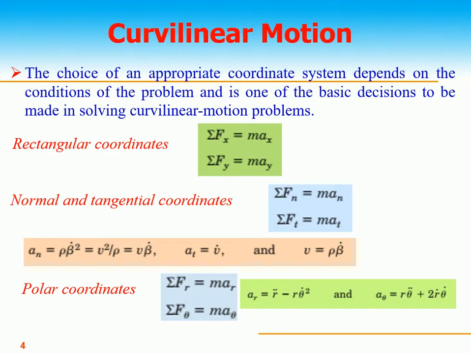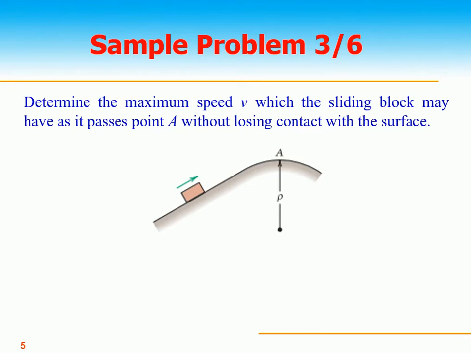If I go for the polar coordinates, r-theta coordinates, summation of Fr is equal to m ar, and summation of F theta is equal to m a theta. We already know that ar is r double dot minus r theta dot square, and a theta is equal to r theta double dot plus 2 r dot theta dot, as discussed in chapter number 2. R dot is the linear velocity, theta dot is the angular velocity, and theta double dot is the angular acceleration. So the theory is very simple, and we have done it already. So let's go to sample problem 3-6.